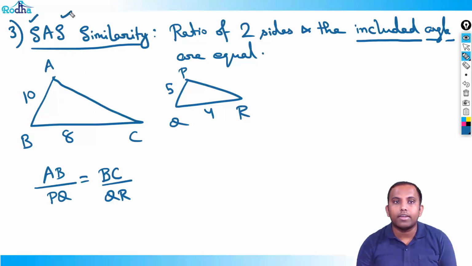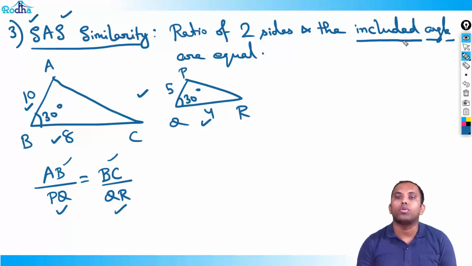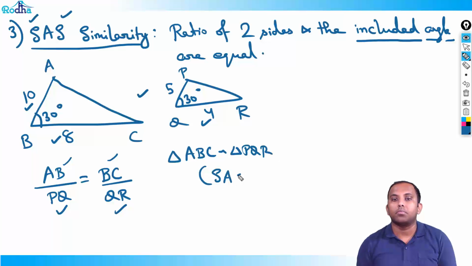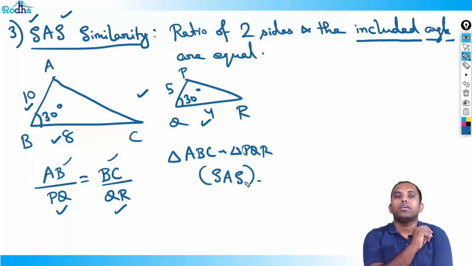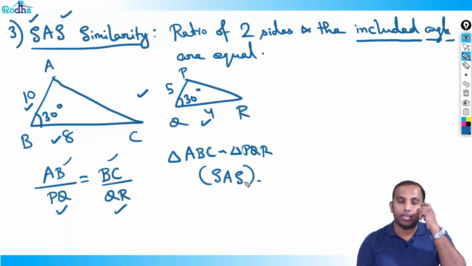So S and S are done: the ratio of two sides, first and second, are equal. Now the included angle has to be equal. That means if this is 30 degrees, this also has to be 30 degrees. Only the included angle, whichever two sides you are taking, 10 and 8 and 5 and 4, so the angle between them. This is the meaning of included angle. It has to be equal. If this is equal, then I can write triangle ABC is similar to triangle PQR by SAS similarity. So this is the third similarity.